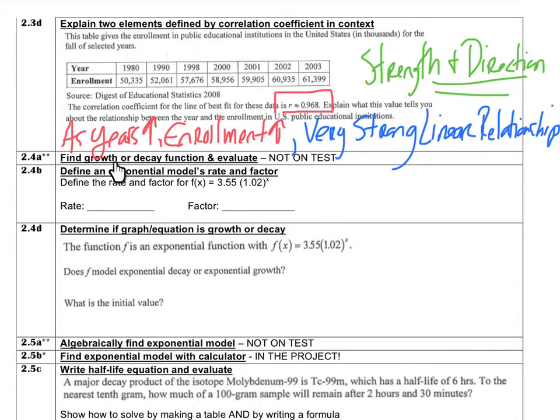2.4a is find a growth or decay function and evaluate. We will not have that on the test.